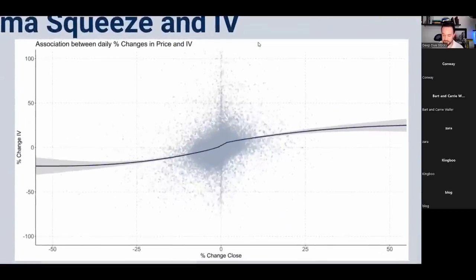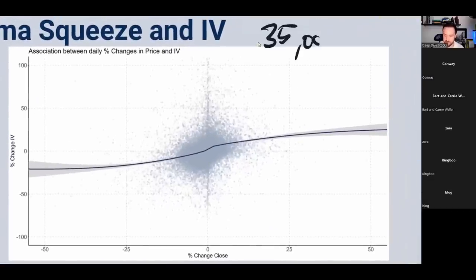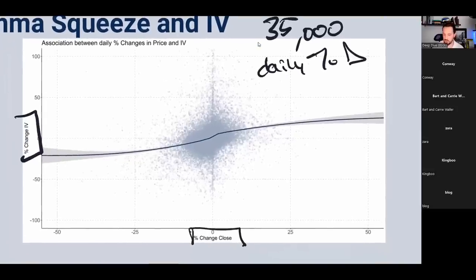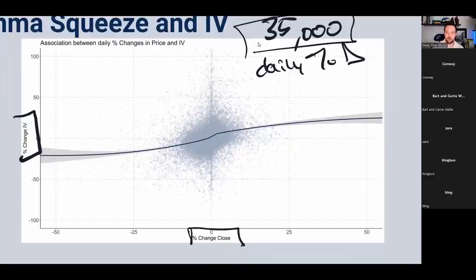So what I did was I went back into the data on the gamma squeeze and collected 35 points of daily percent change of the closing price and of IV. So 35 individual instances of daily gamma squeeze activity, and it matches what we anticipated, where anytime price goes up, IV also goes up. But what's curious about this, and why the raw data was helpful, is that now we can, and something I don't usually do, model this.